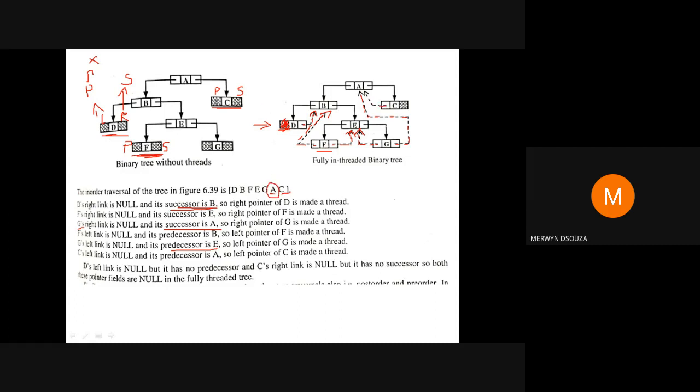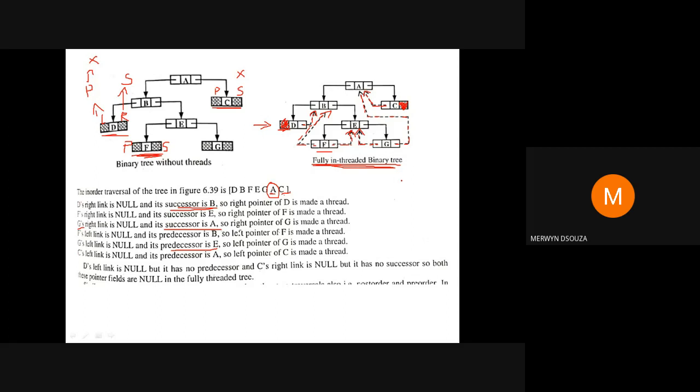So from the left side, draw an arrow to the predecessor. For C, there is no successor. No successor. So therefore this will be null. You can write the null or you can shade it. So basically this is the way you are going to draw a fully in-threaded binary tree.